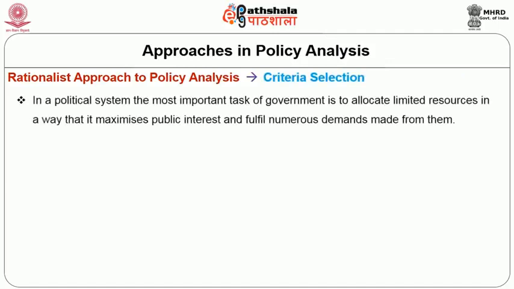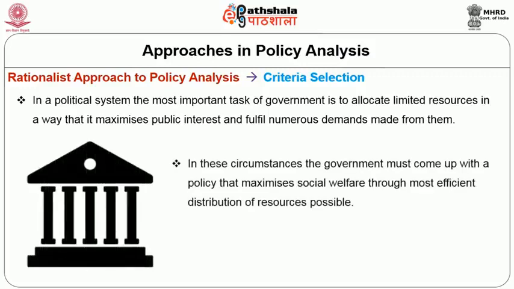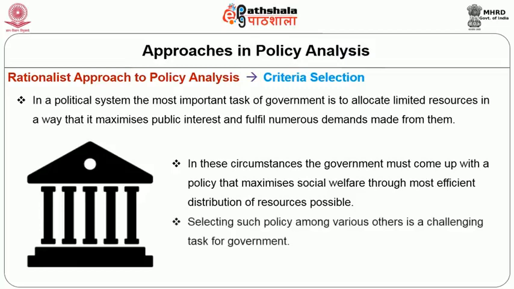In a political system, the most important task of government is to allocate limited resources in a way that maximizes public interest and fulfills the numerous demands made of it. In these circumstances, the government must come up with a policy that maximizes social welfare through the most efficient distribution of resources possible. Selecting such a policy among various others is a challenging task for government.